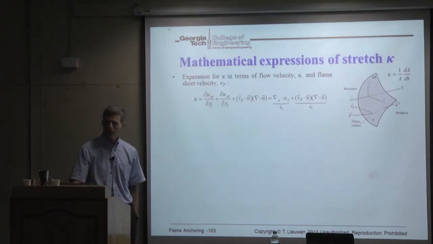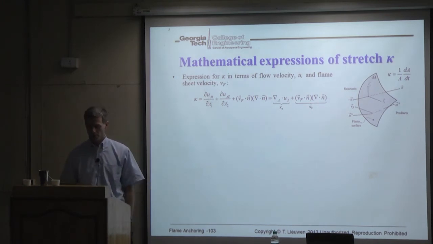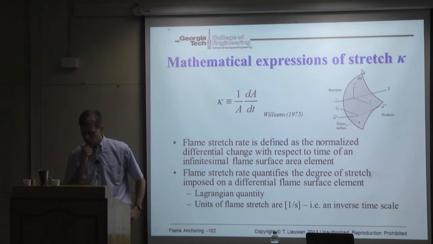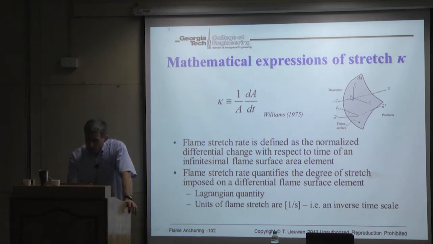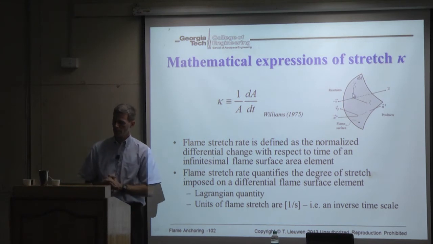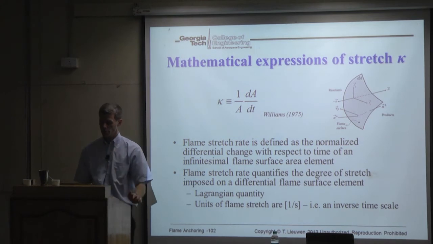And I want to unpack this a little bit more on the next couple slides here. So here I have an expression. If you actually do the math and you evaluate this expression, here I have a differential element of flame surface area. I can define a local coordinate system where n is the normal vector, and then the script t would be t1 and t2, the unit components that are tangential to the flame sheet.